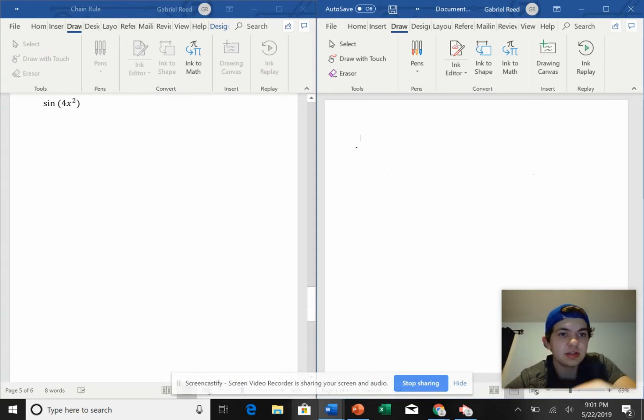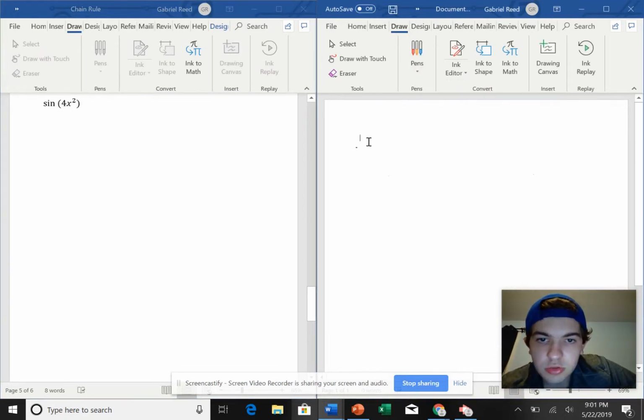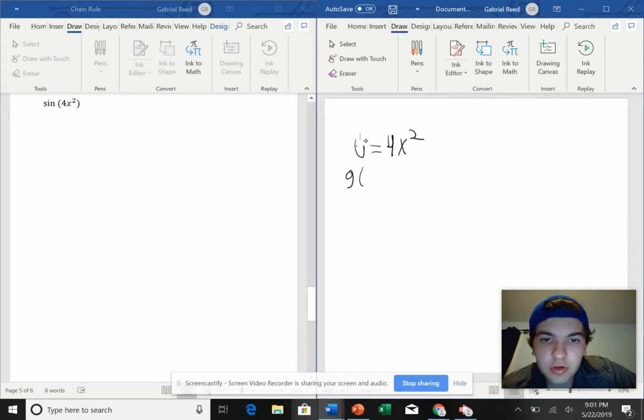So I already see the sine, there's a 4x on the inside right here. So that's what I'm going to make my u value, which is my inner function. So I'm going to say u equals 4x squared. And I'm going to make my outer function, the g of u, equal the sine of the u value.